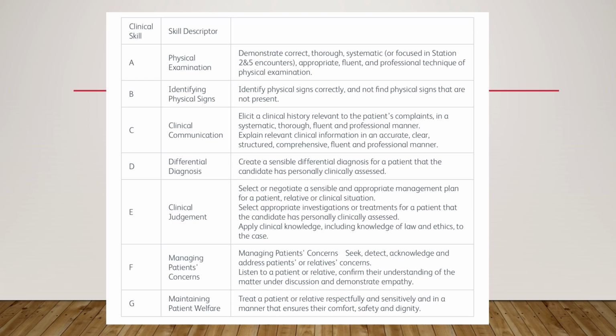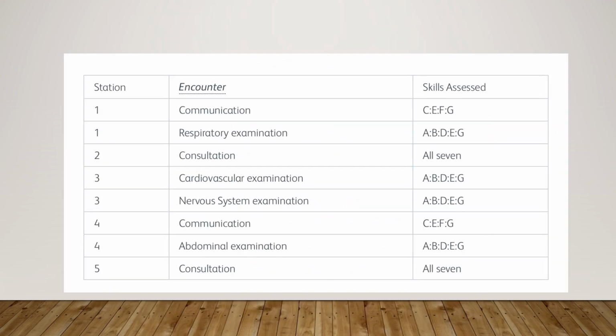The first one is physical examination, identifying physical signs, clinical communication, making a differential diagnosis, clinical judgment, managing patient concerns, and managing patient welfare. So these are labeled as A, B, C, D, E, F, G. So in station 1, communication, you will be tested for C, E, F, G skills. Similarly, this is a table showing the station, that is the patient encounter, and the skills that are assessed in the particular station.